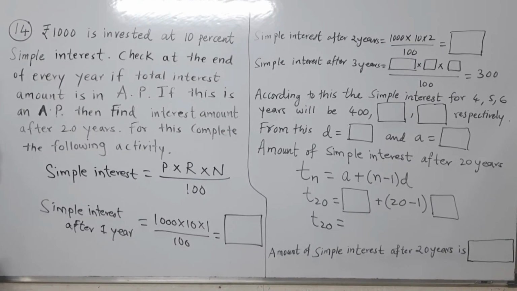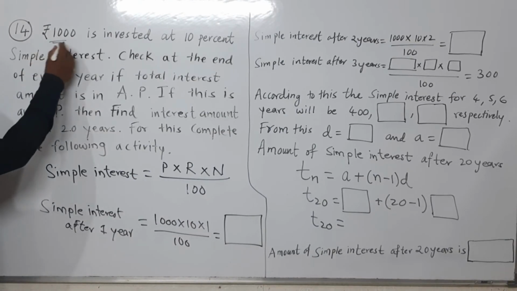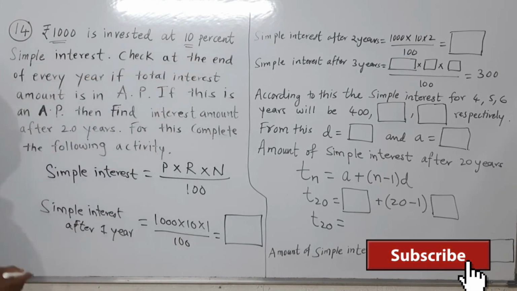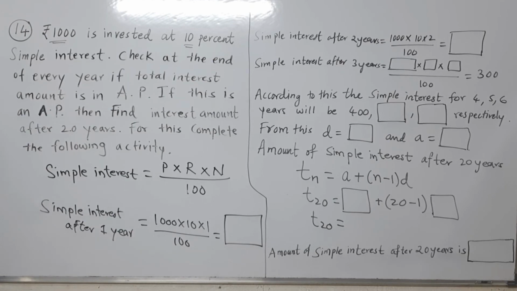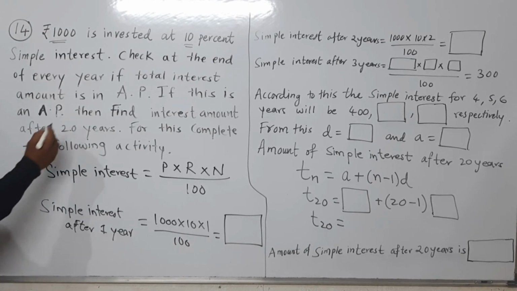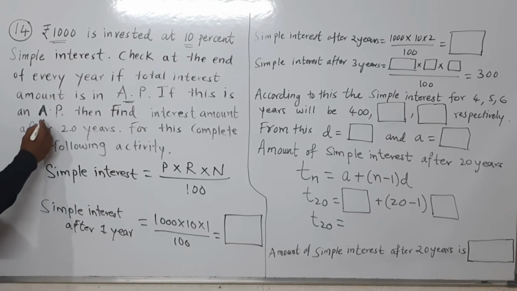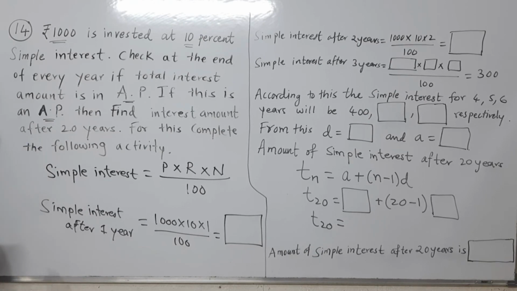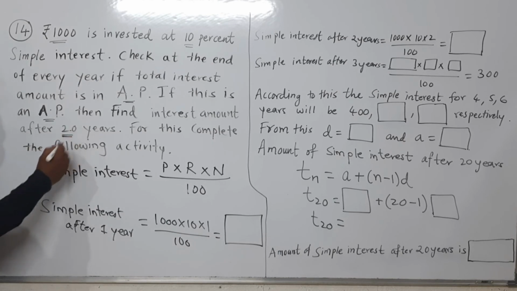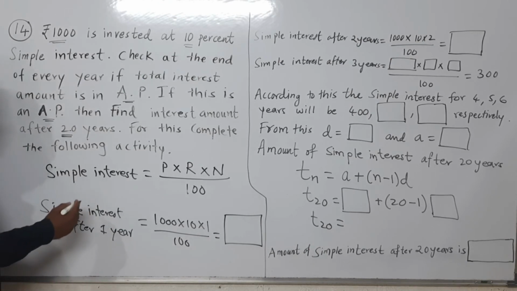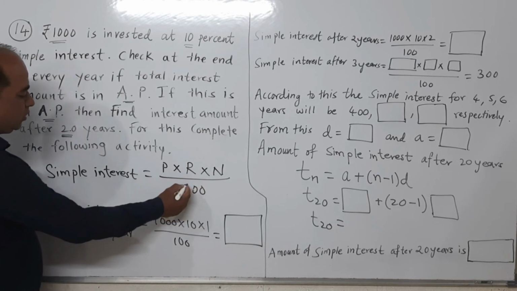Last example: rupees 1000 is invested at 10% simple interest. Check whether the total amount at the end of every year is in arithmetic progression. If this is in AP, then find the interest amount after 20 years. For this, complete the following activity. Here the simple interest formula is given: P into R into N upon 100.